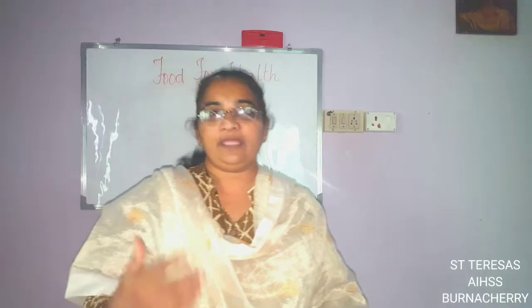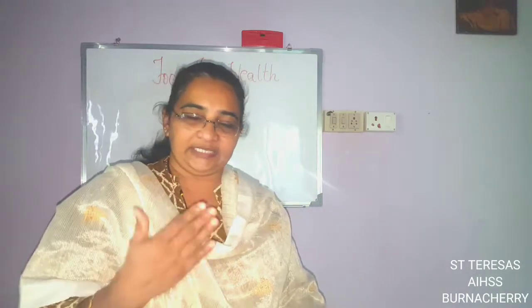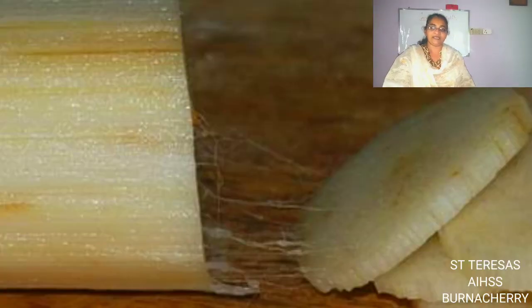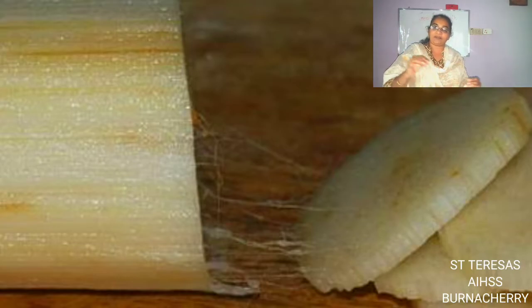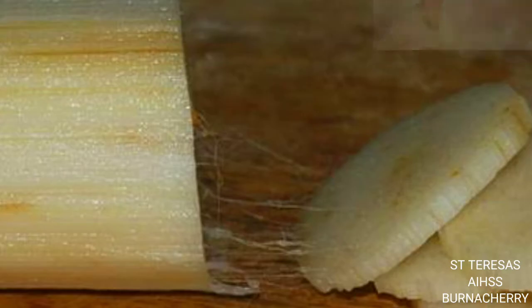Having eaten the curry of the banana stalk. So, when we make curry, when your mother is cutting it, if you go and watch closely, you can see thin thread-like things come out of that. That is called fiber.